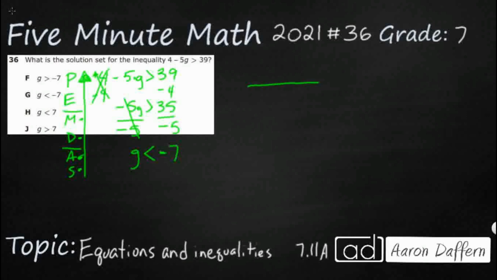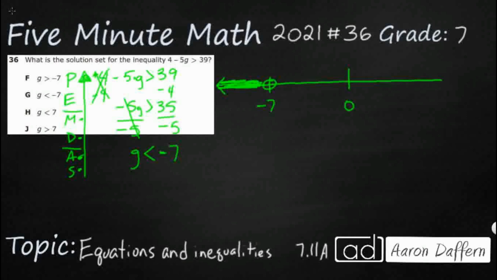So let's take a look at our solution set here. So here is 0. Here's negative 7. And so our solution set is open, and it's just anything less than negative 7.